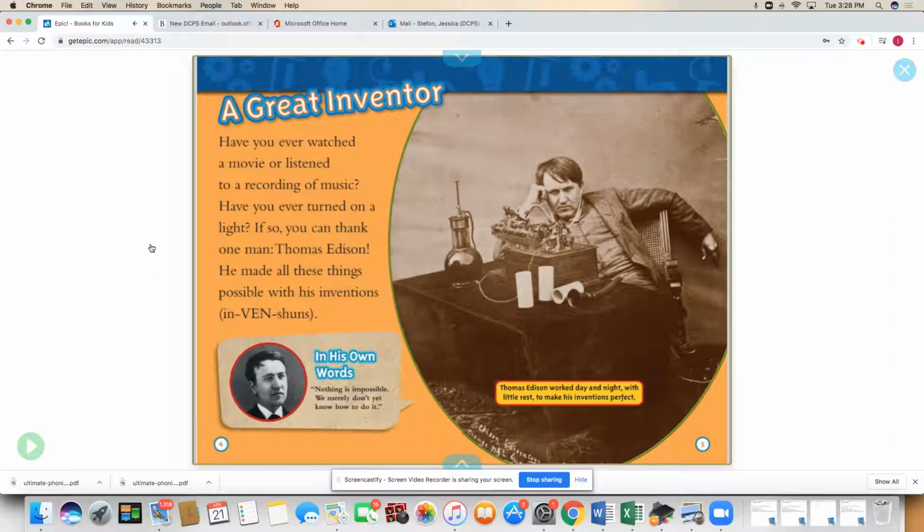Sorry, just let me pause a second. So right now they're introducing us to the great inventor Thomas Edison. And right here, have you ever watched a movie or listened to a recording of music? For sure, all of us have. And Thomas Edison is really the person we have to thank for that. He's the one who started figuring out how we could actually record movies and music and listen to them for entertainment.